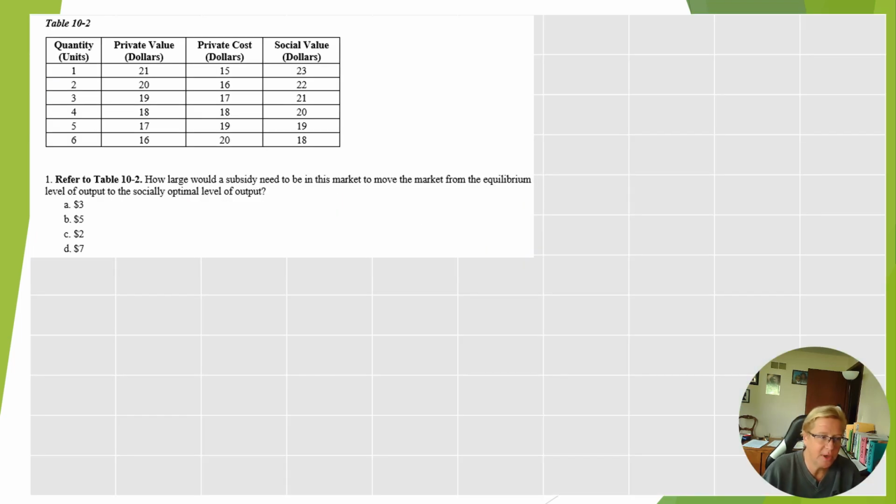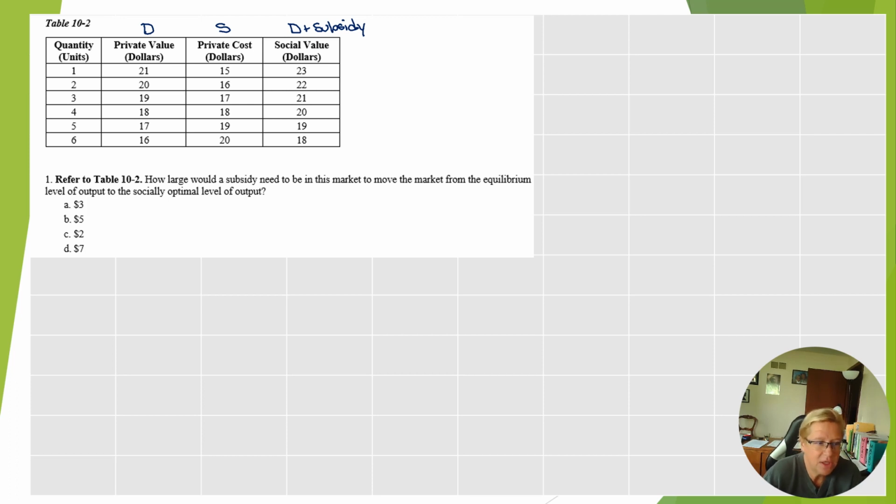Here's our first problem. We have a chart table that lists the quantity, the private value, private cost, and social value. The first thing you want to do is recognize that the private value is the demand curve. The private cost is the supply curve. The social value is going to be the demand curve plus the subsidy. So that's shown here in this particular chart.